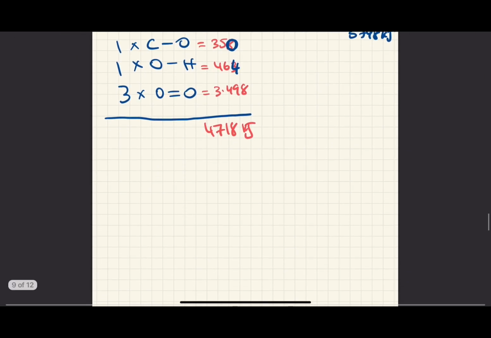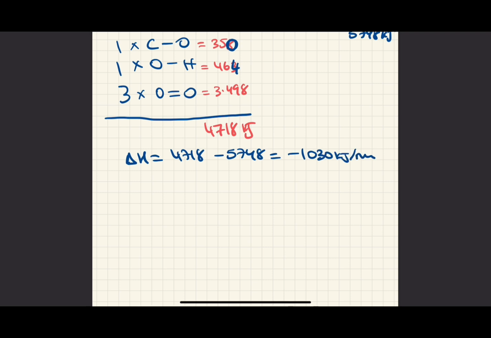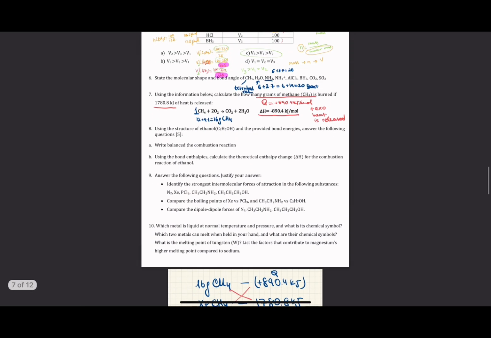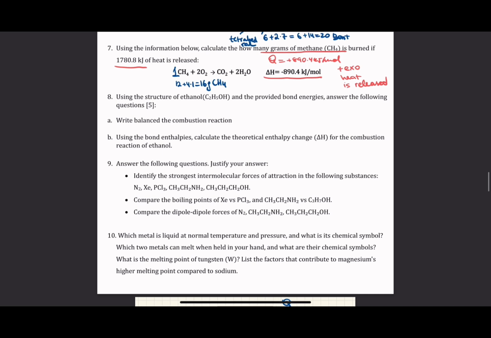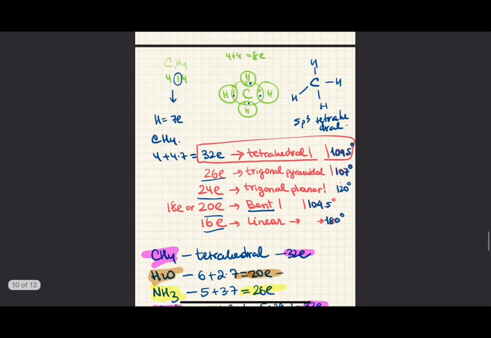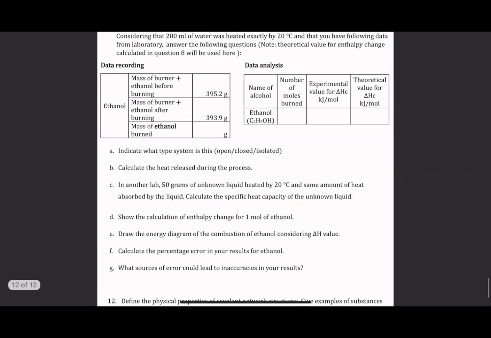So now you're going to do delta H: 4,718 minus 5,748. This is negative 1030 kilojoule per mole. Now that's what you get, right? And you can see that it is an exothermic reaction as it was supposed to be. Okay, so this is the one you have, and it's the theoretical enthalpy change, which we will use in the question after. I'm just gonna switch to that question right away so we can get this one done.